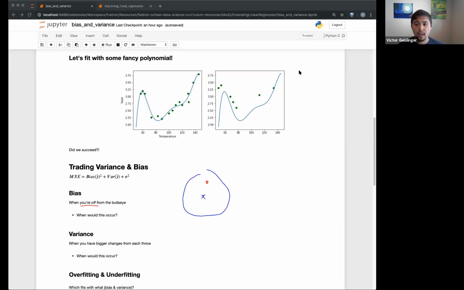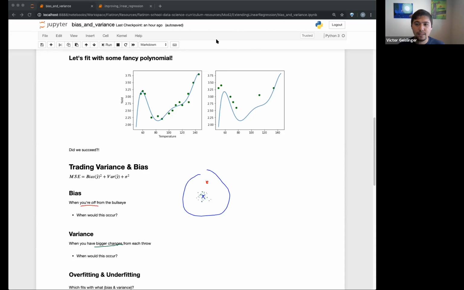Variance, however, is when you have big changes for each throw. So in this case, you might actually be really good at aiming at the bullseye, and you might get it right here, but then get it right here, and right here, right here, right here. So you're pretty close. Like this one's way off to the side, but it's all very clustered together. This one, you're very close to the actual bullseye, but you're just having a large variance. You're varying a whole lot, right? So there are these big changes each time.